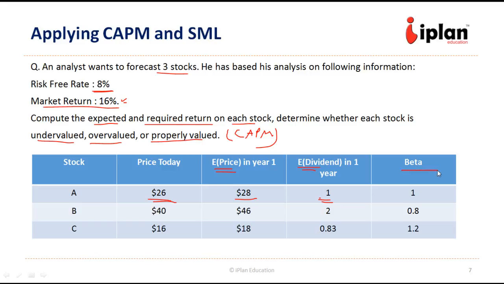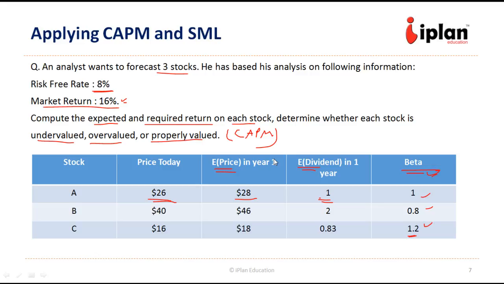There are 3 stocks, with different betas. One is less risky, less volatile, so lower beta. C is more volatile, more risky. That is why beta is more than 1. Other information is also given. So let us calculate what should be the expected return or what should be the required return, so that we can calculate the alpha and find out whether the stocks are overvalued or undervalued or properly valued.